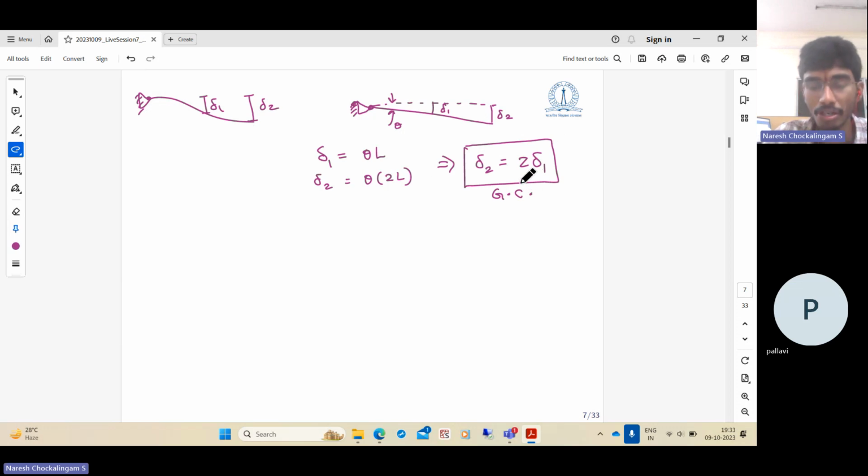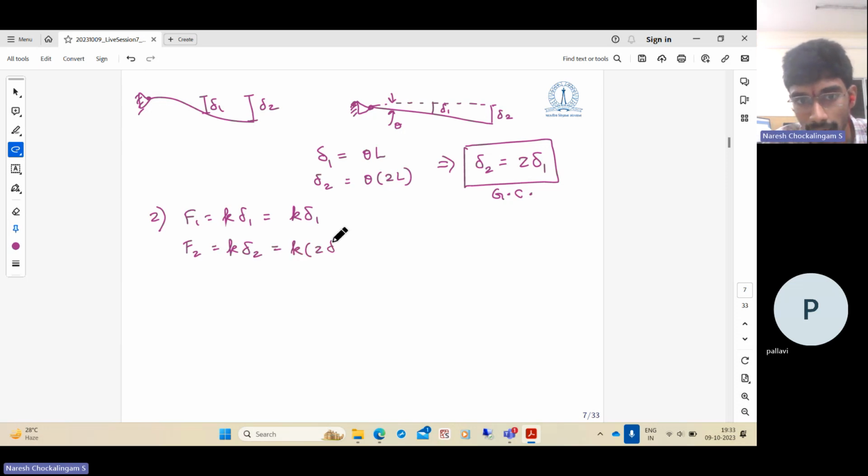If delta 2 is equal to 2 times delta 1, now we use the condition 2. What is the second governing equation? Force displacement. And we have already stated it. F1 is equal to k times delta 1. And F2 is equal to k times delta 2, which is k times 2 delta 1. So it is 2 times k delta 1.